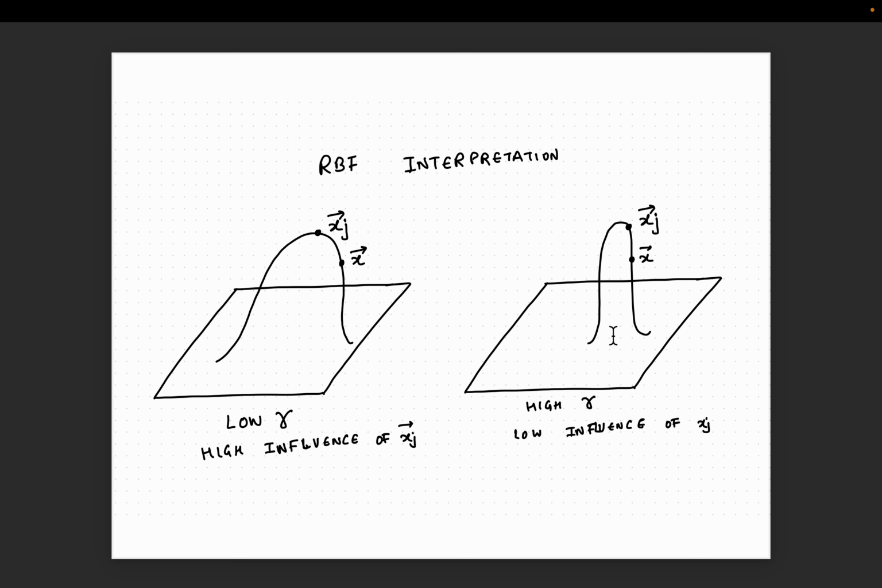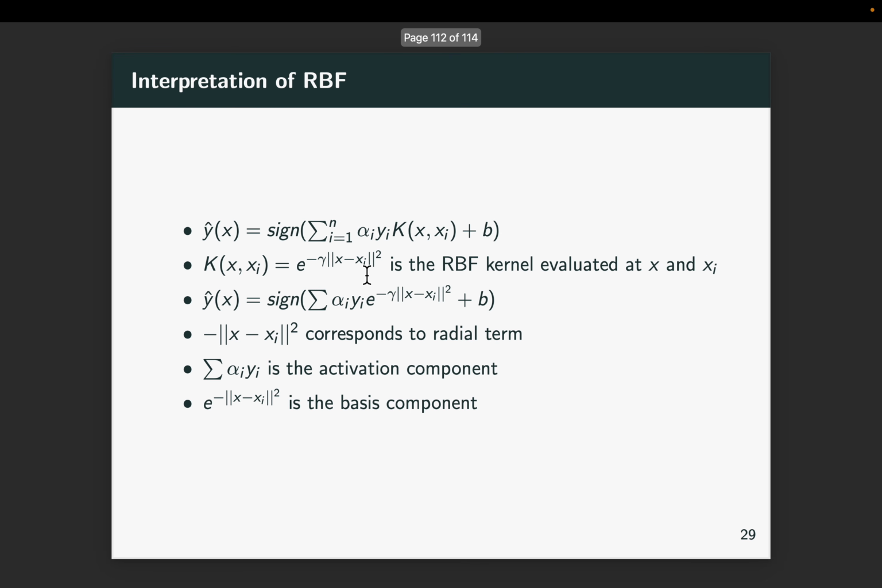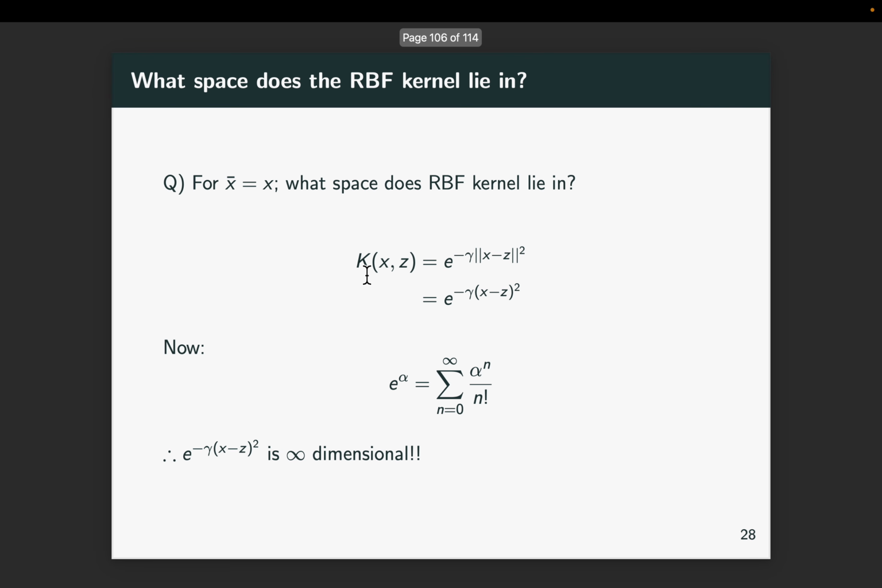So given a point xj, if gamma is very high, then the kernel function evaluation will be 1 only very close to xj, whereas if the gamma value is low, then the kernel function evaluation of xj comma x will be 1 for x which are even further away. You can see that by just the definition of the RBF kernel. It's e to the power minus gamma times the norm of the difference between them.